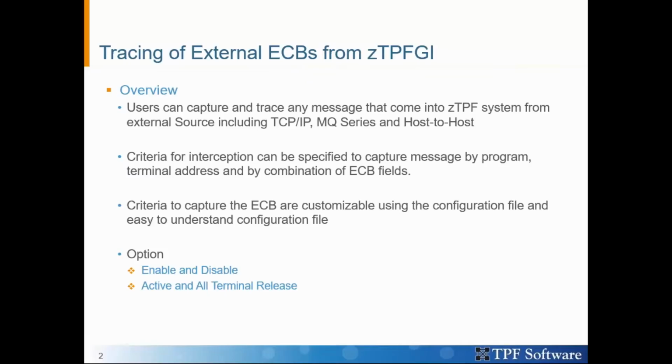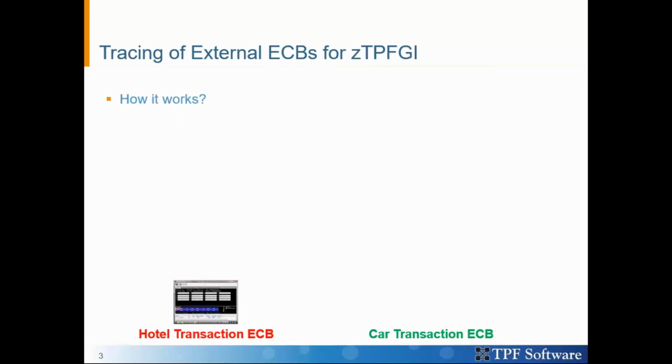Users can set up different criteria, and based on the criteria, you can capture those ECBs. I'll just go to the graphical view of how it works. For example, I'm just taking the hotel transaction here. When the user gives the entry to the system, maybe that particular system has external connectivity, so we go to the outside world.